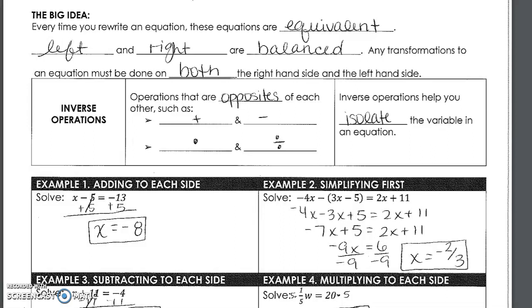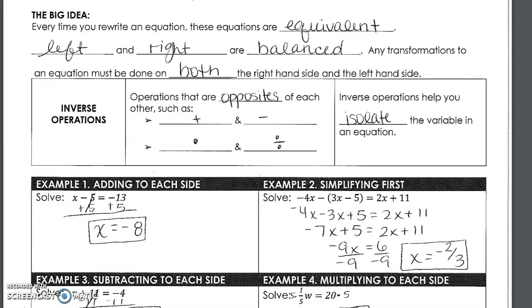The second thing in that box says inverse operations help you isolate the variable in an equation. That is your goal. When you are solving an equation, your goal is to get the variable completely by itself. And so that's the work that you're going to do. Example 1, adding to each side. x - 5 = -13. You need to get the x by itself. So you're going to add 5 to both sides, and x is equal to -8.